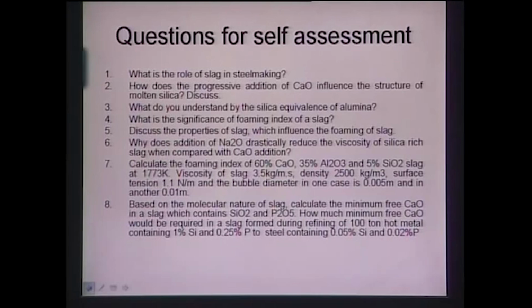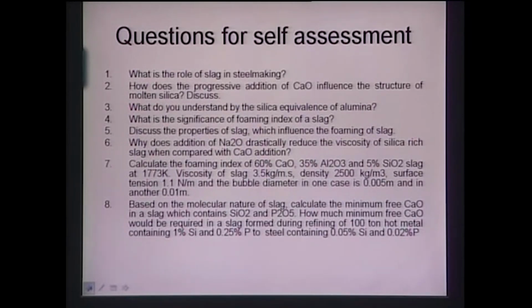So, here are the questions for self assessment. I have framed around 8 questions for you for self assessment. I will just read them fast. What is the role of slag in steel making? How does the progressive addition of calcium oxide influence the structure of molten silica? What do you understand by the silica equivalence of alumina in slag? What is the significance of the foaming index of a slag? We have already discussed. Discuss the properties of slag which influence the foaming of slag, that I already listed.